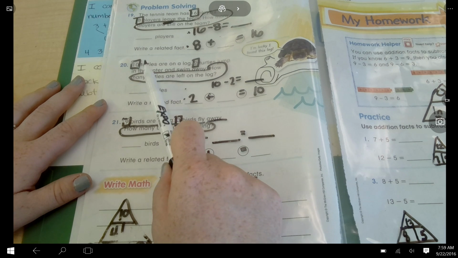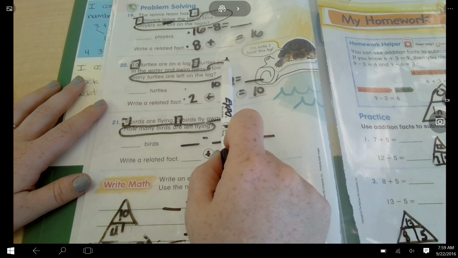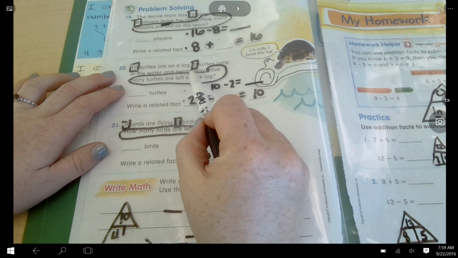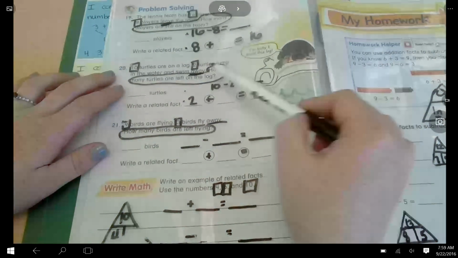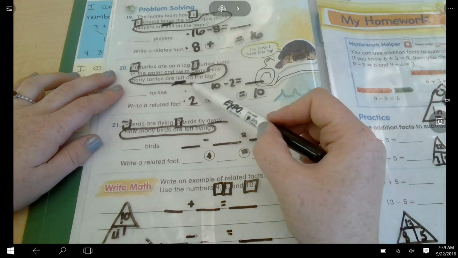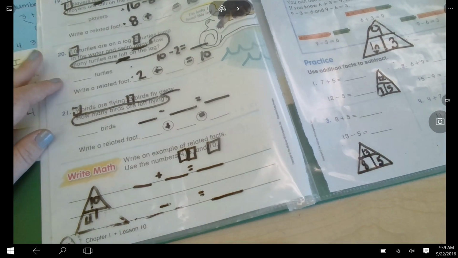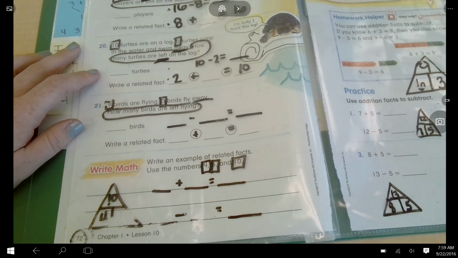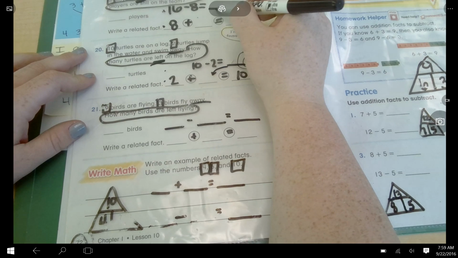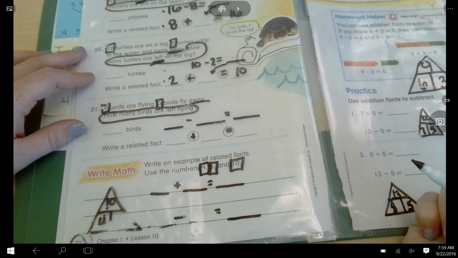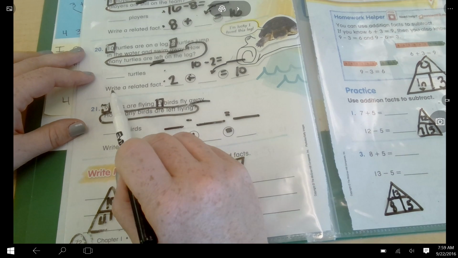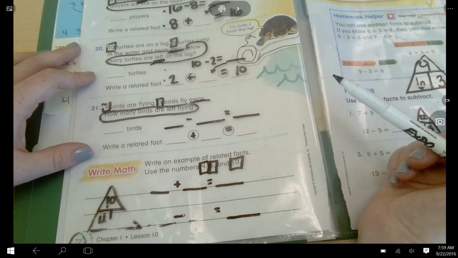Number 20. 10 turtles are on a log. 2 turtles jump in the water and swim away. Away means they leave. That means I'm going to subtract. How many turtles are left? That's a subtracting clue on the log. So I'm going to do 10 minus 2. That answer is going to go in this blank for my related fact. 10 minus 2 equals something. And then I'm going to write the related fact. 2 plus something equals 10.